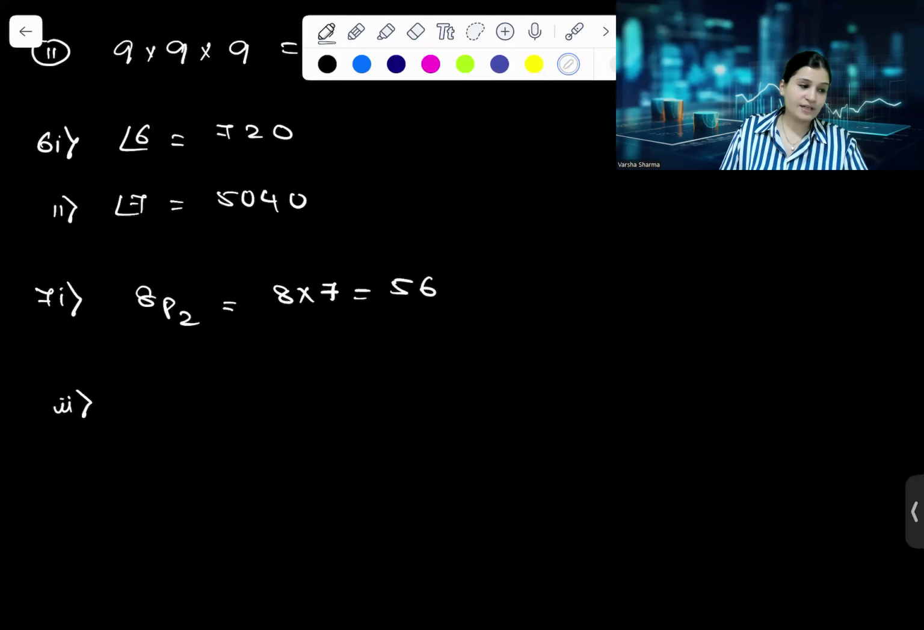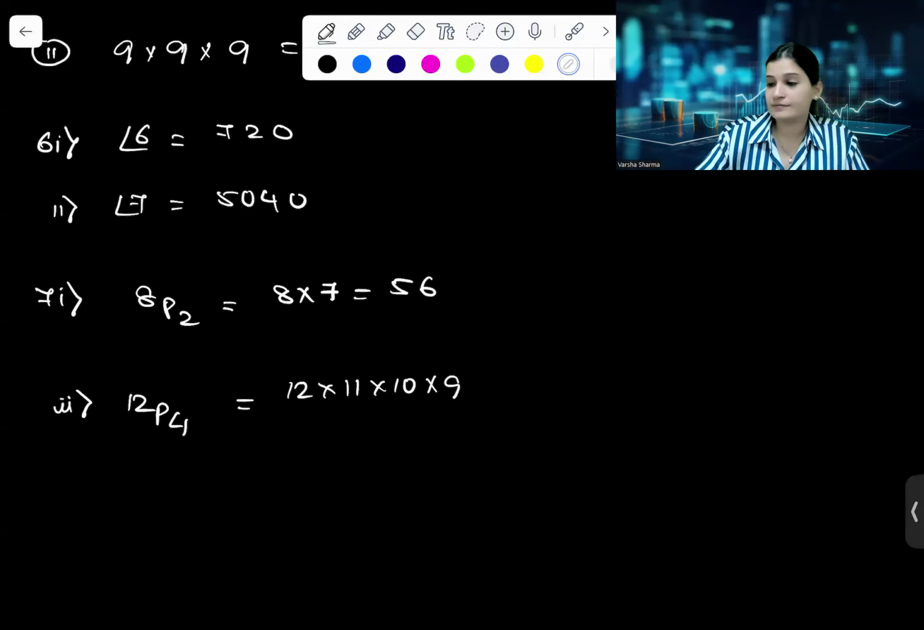Number 2. From 12 persons, in how many ways can we choose a president, vice president, secretary and a treasurer? So 4 people, and everyone can hold only one place. So from 12, we need to select 4 people: 12, 11, 10, 9.